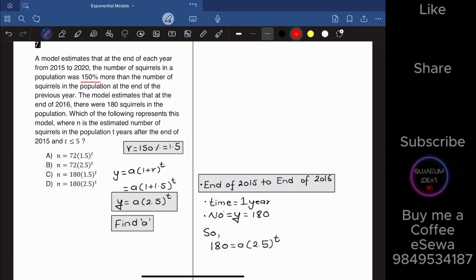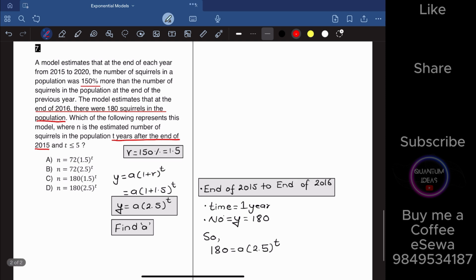Okay, let's see. The model estimates that at the end of 2016 there are 180 squirrels in the population. So at the end of 2016, right? Which of the following represents this model, where n is the estimated number of squirrels in the population t years after the end of 2015, to calculate, right?